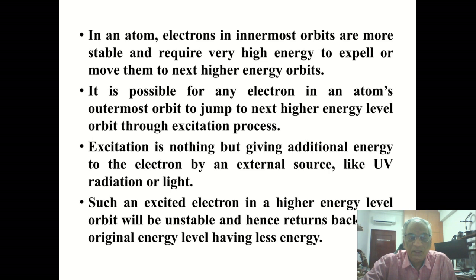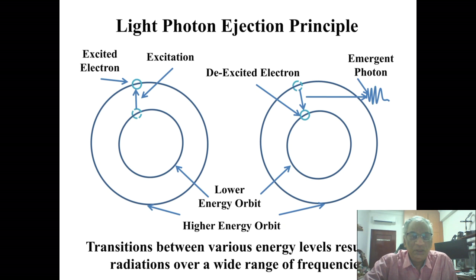Such an excited electron in a higher energy level orbit will be unstable and hence it returns to its original level having less energy. In the process, the de-excited electron, while coming from the higher excited level to its ground level, emits a photon.